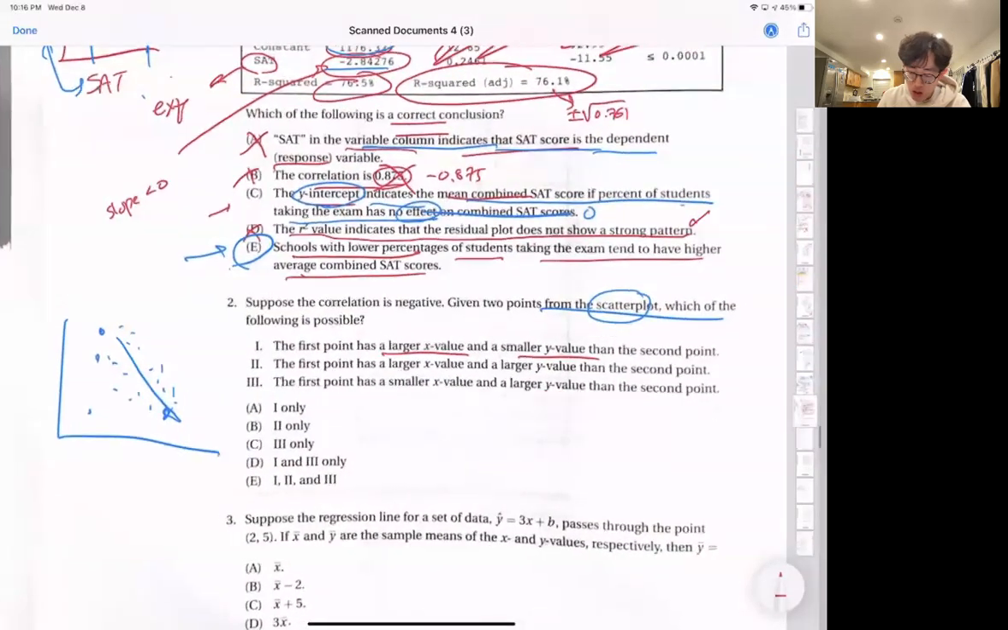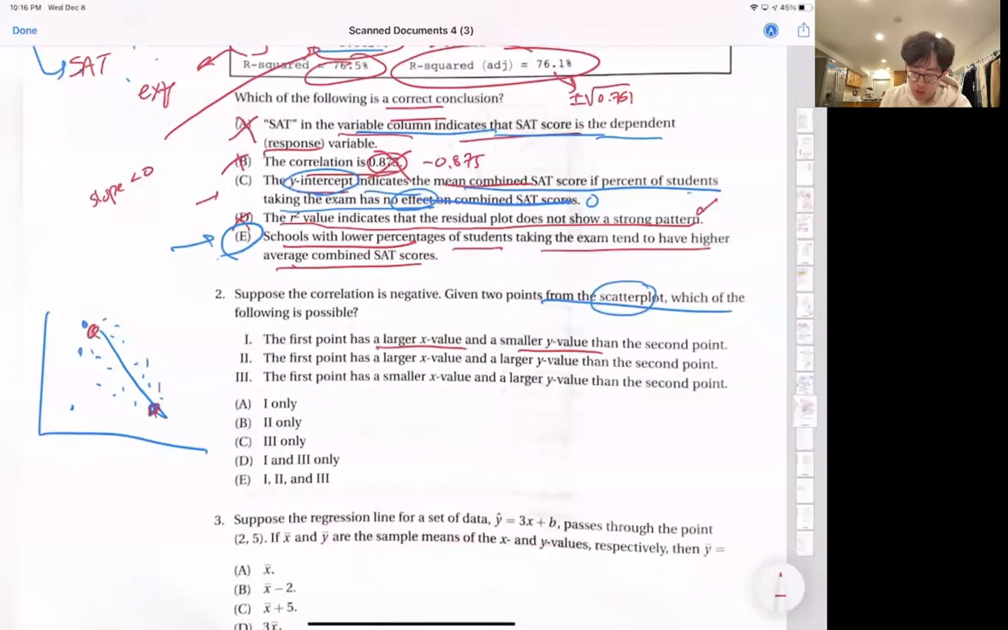So here, when we say the first point has a larger X value and a smaller Y value than the second point. Okay, well, first of all, that's clearly true if I just pick those 2 points. If it's larger, it has a smaller Y value. So 1 is definitely true. So I'm going to eliminate the one that does not have 1.